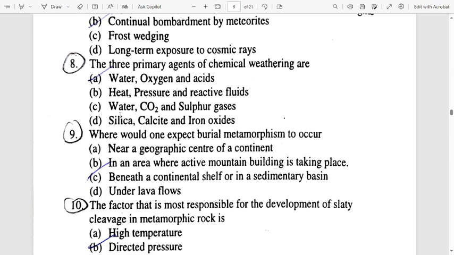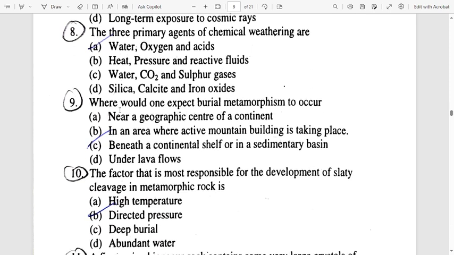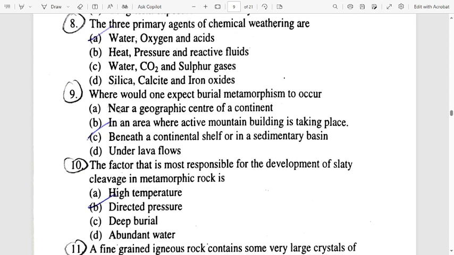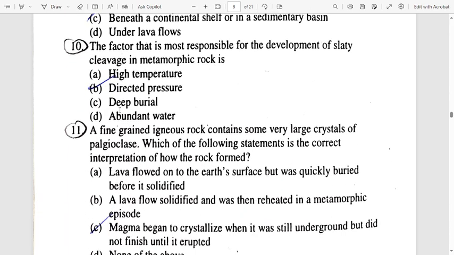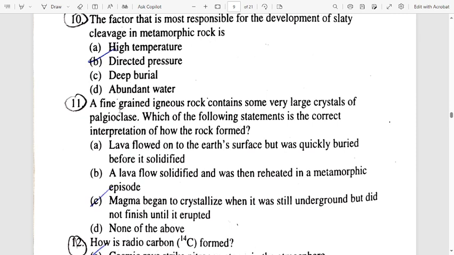Where would one expect boreal metamorphism to occur? Beneath a continental shelf or in a sedimentary basin. The factor that is responsible for the development of slaty cleavage in metamorphic rock is directed pressure. A fine-grained igneous rock contains some very large crystals of plagioclase. Which of the following statements is the correct interpretation of how the rock formed? Magma began to crystallize when it was still underground but did not finish until it erupted.